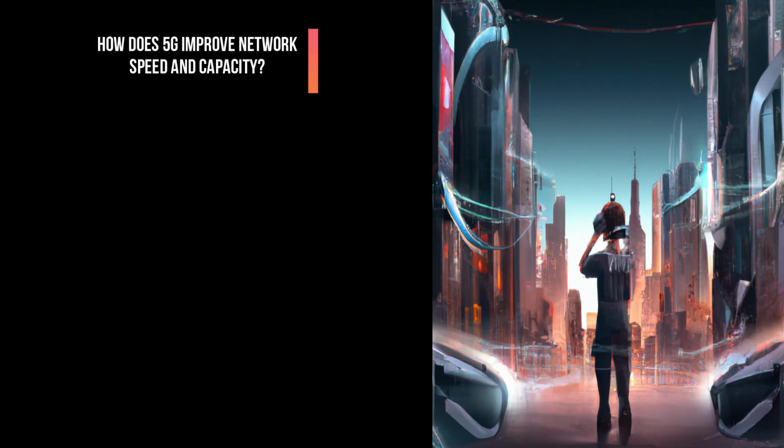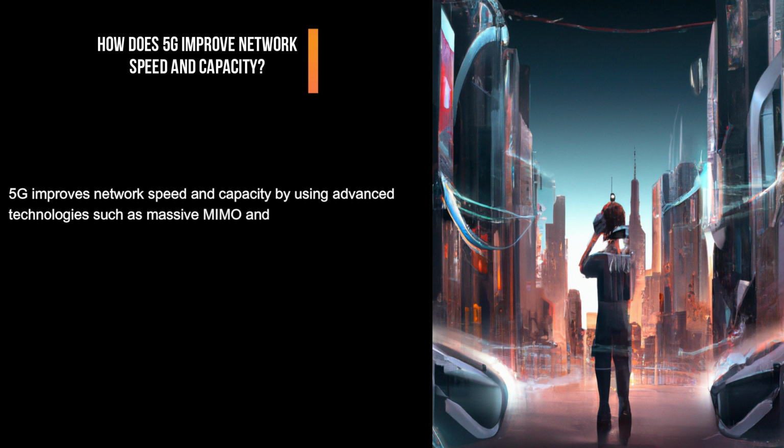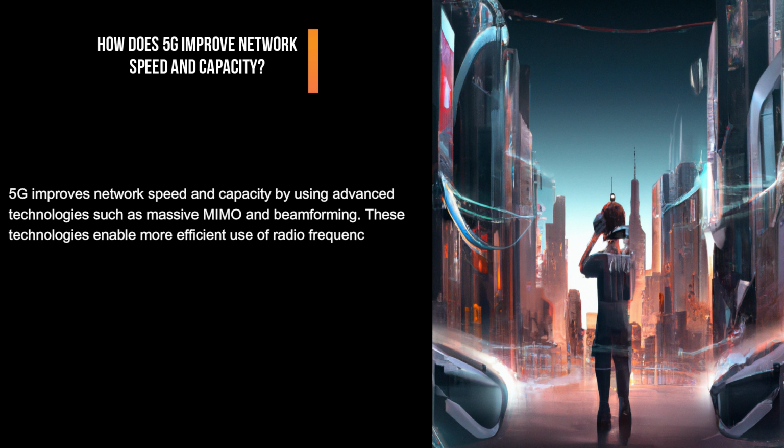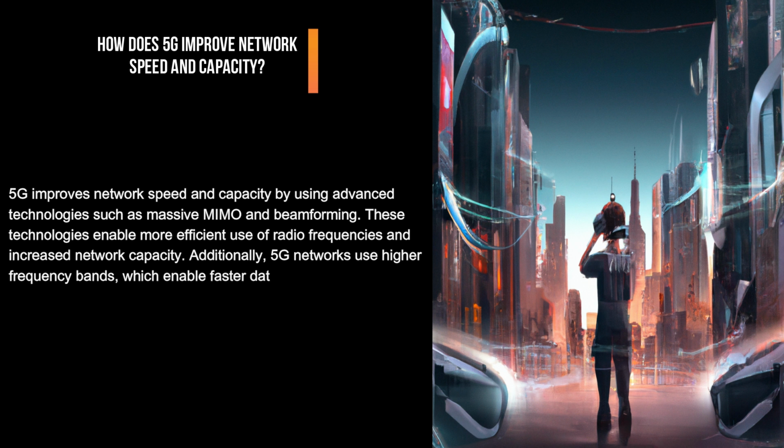How does 5G improve network speed and capacity? 5G improves network speed and capacity by using advanced technologies such as massive MIMO and beamforming. These technologies enable more efficient use of radio frequencies and increased network capacity. Additionally, 5G networks use higher frequency bands, which enable faster data transfer speeds and lower latency.